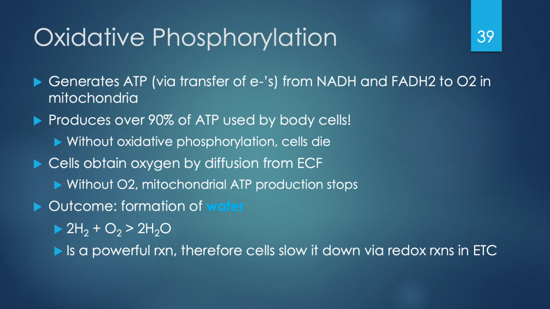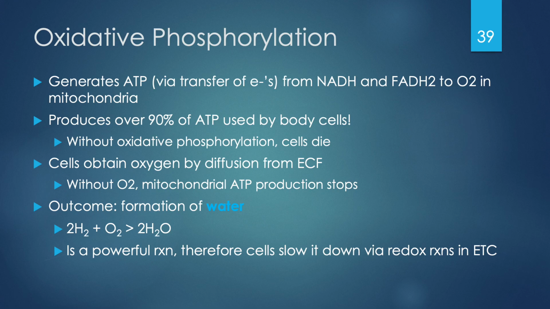Oxidative phosphorylation is just the process of generating ATP from transferring electrons from coenzymes to oxygen through a sequence of electron carriers. And this all occurs in the mitochondria. Oxidative phosphorylation is really important because it produces over 90% of the ATP used by our body cells. So if oxidative phosphorylation was ever to be stopped in any way, the cells will die. That's it. So oxidative phosphorylation is that important.